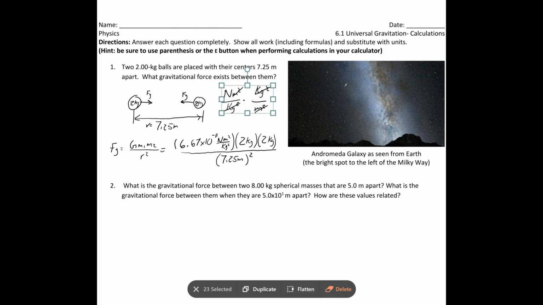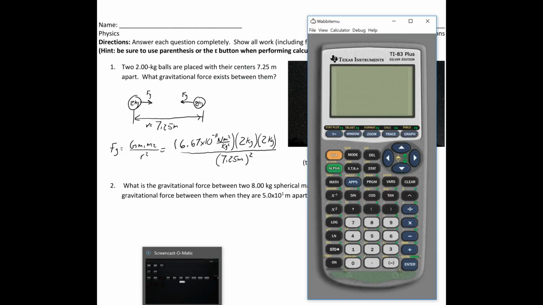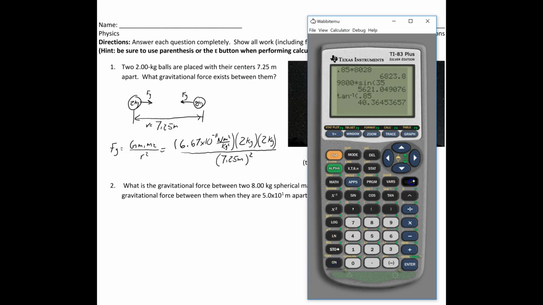Let's plug this into our calculator, and let's be careful when we do so. It says use parentheses or the E button. I prefer to use the E button personally. I still put everything in the numerator in parentheses. So here's how you use the E button. You just type in the first number, 6.67, and then you do second, here's the E, that double capital E. You only have to press it once. That E just means times 10 to the. And then you type in the exponent, negative 11.